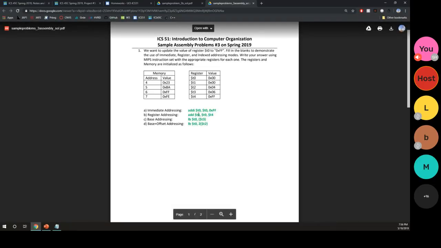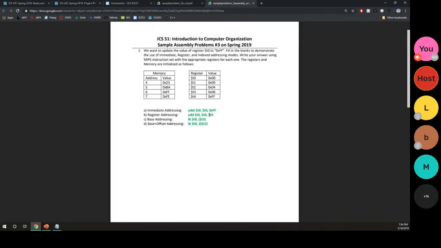Okay, register addressing, it's not immediate, so you're not going to use addi. Instead we can add T0, and just remember that each one of these questions resets, so T0 is back to 0. So T0 is equal to T0 plus T4, because T4 has 255 inside of it. We're good there? Cool. And then what's the difference between A and B? A uses the number because we're immediately addressing instead of looking at a second register. We're just giving it 0.